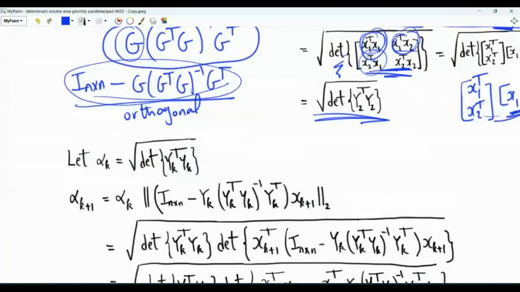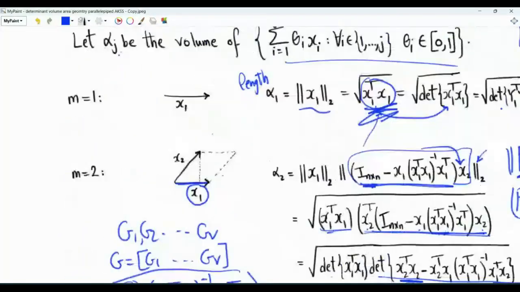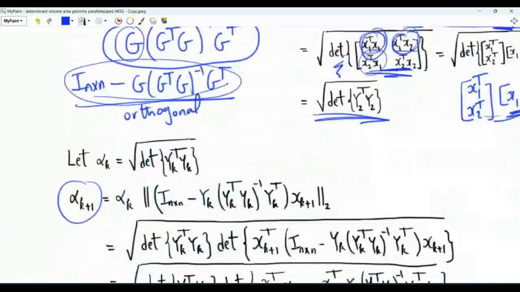If we assume that alpha k is the square root of determinant yk transpose yk, let's try to obtain alpha k plus 1 and check whether it can also be written down as the square root of determinant yk plus 1 transpose yk plus 1. What will be alpha k plus 1? So this is like an extension of the idea here.